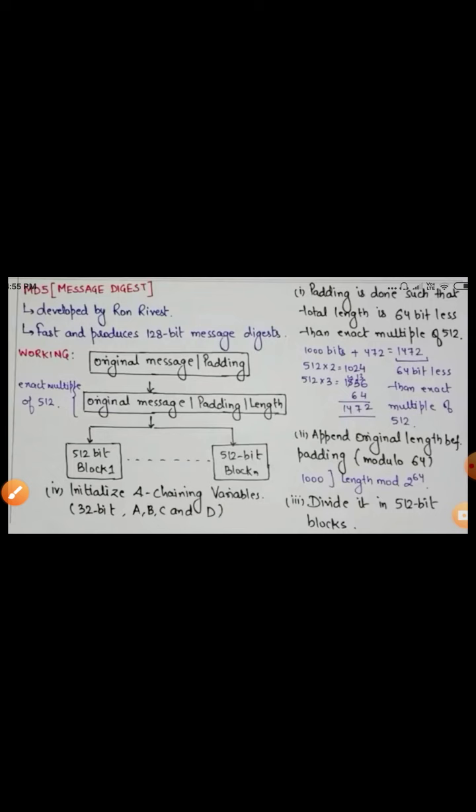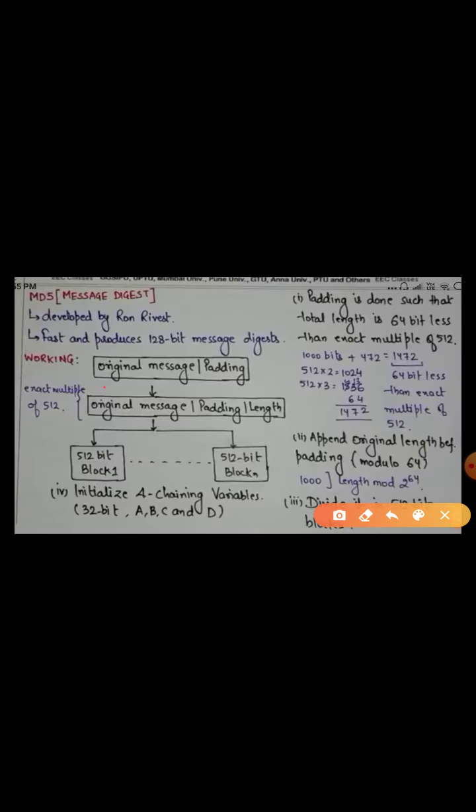So the first step is appending padding bits. We add them at the end of the original message. The padding bits should start with 1 and the remaining are zeros. So that is a 1, and then the remaining 471 zero bits, like that you have to add. Then the total length is 64 bits less than a multiple of 512.